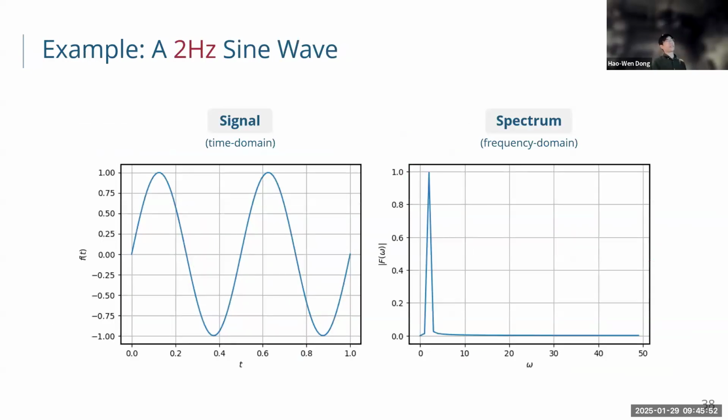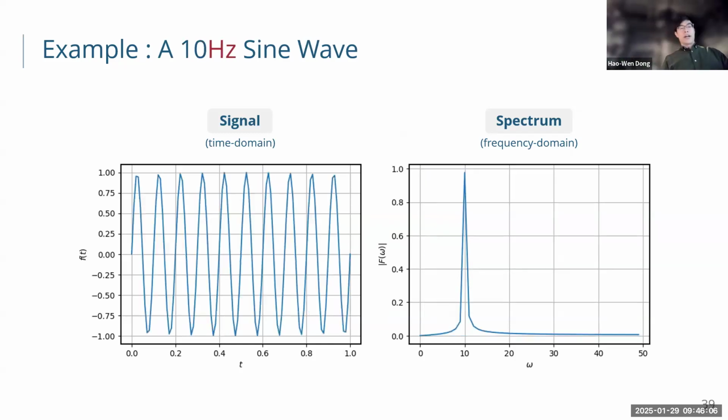Cool. So here are just some examples of what Fourier transform is like. At the left, we have this 2 hertz sine wave. If you do Fourier transform, you will get something like that, a huge peak at 2 hertz. If you increase this sine wave frequency to 10 hertz, then you get a peak at 10 hertz when you do the Fourier transform.